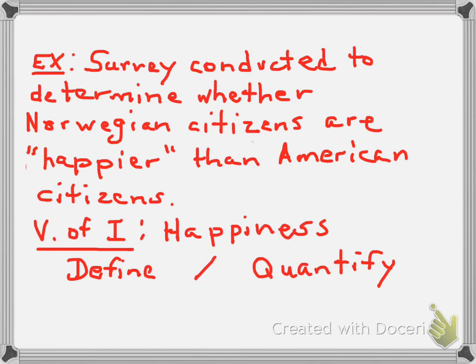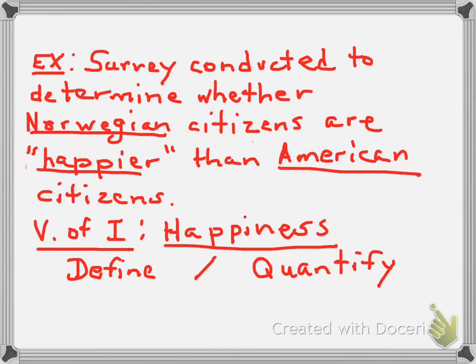So a good example of number 4 is a survey was conducted to determine whether Norwegian citizens are happier than American citizens. The variable of interest in this survey is happiness. So the difficulty here is, how do we define happiness? Happiness is a very subjective term. It's also difficult to quantify happiness. So therefore, the variable of interest in this one is very difficult to analyze and interpret the results from this survey.